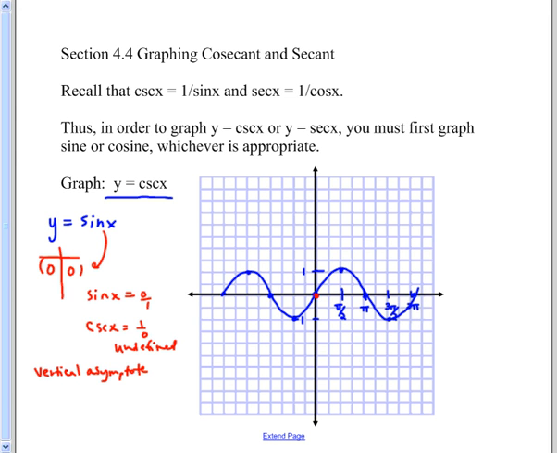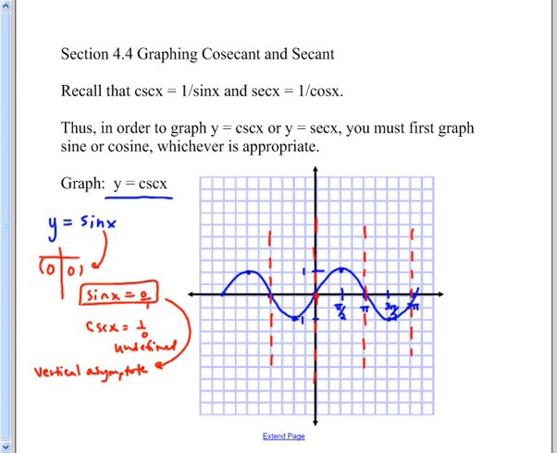So everywhere where sine is 0, I'm going to have cosecant with a vertical asymptote. And I'll show you what that looks like. We just draw typically a dotted line down the place where sine is 0. Now sine is also 0 here, so along this part, I would also have a vertical asymptote. And here, along these, I would have a vertical asymptote. And again here, still a vertical asymptote.